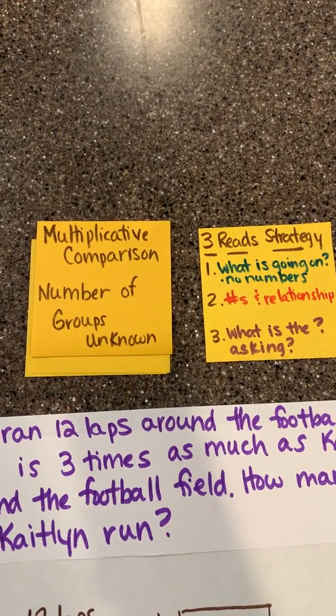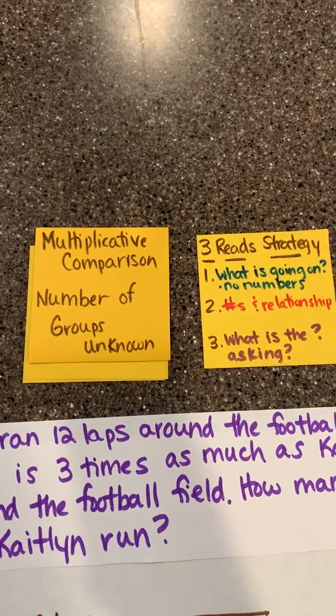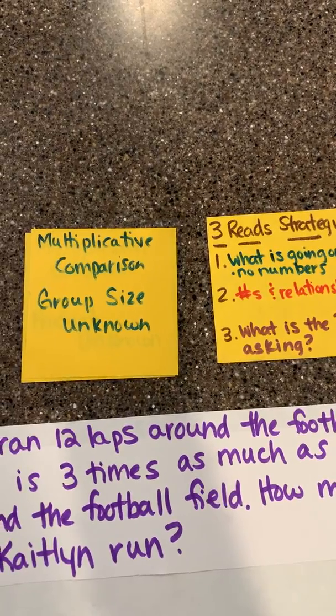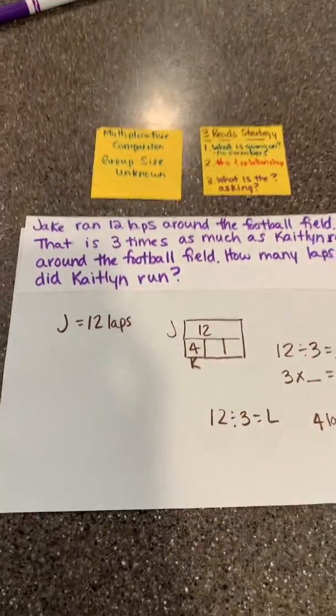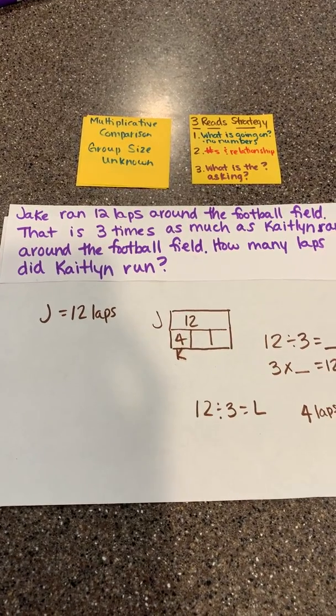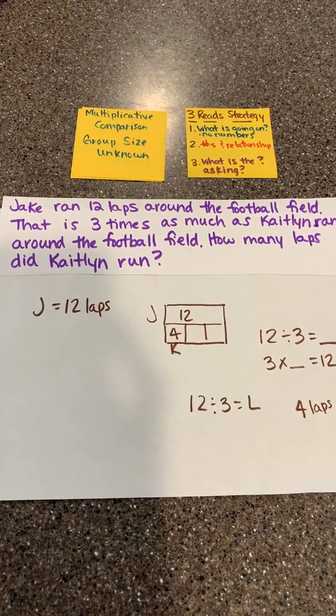In this video, we'll focus on multiplicative comparison with number of groups unknown. But before we do that, I want us to review multiplicative comparison group size unknown. So in the last video, we talked about Jake ran 12 laps around the football field. That is 3 times as much as Caitlin ran around the football field. How many laps did Caitlin run?